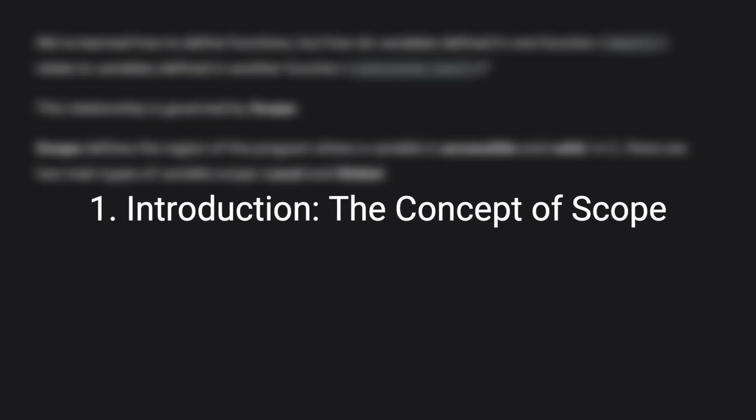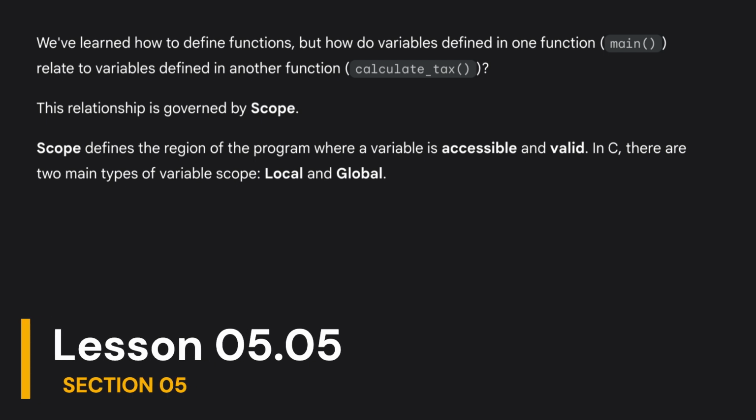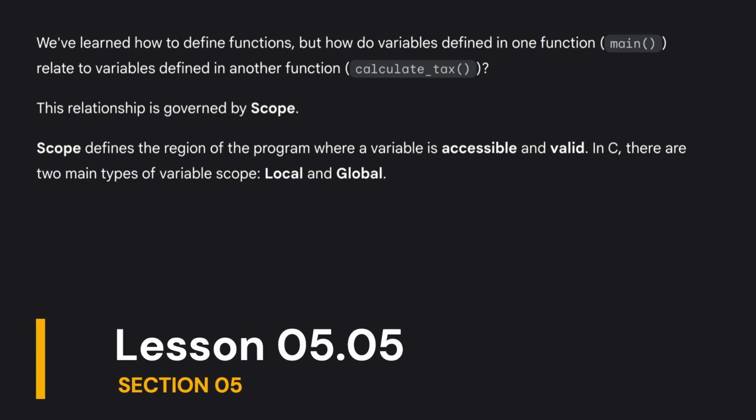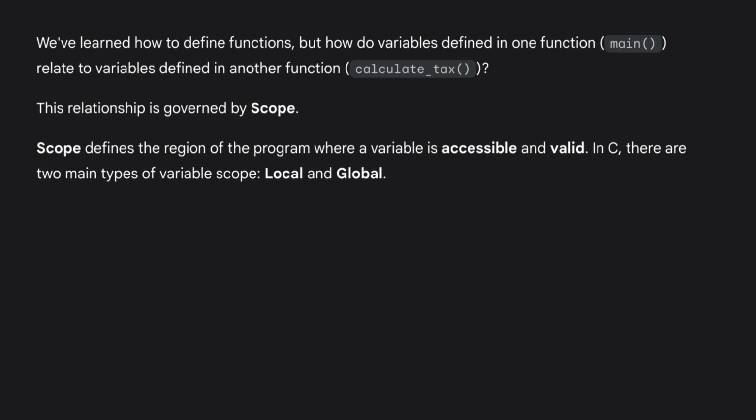First, introduction. The concept of scope. We've learned how to define functions, but how do variables defined in one function, main, relate to variables defined in another function, calculate tax? This relationship is governed by scope. Scope defines the region of the program where a variable is accessible and valid. In C, there are two main types of variable scope: local and global.